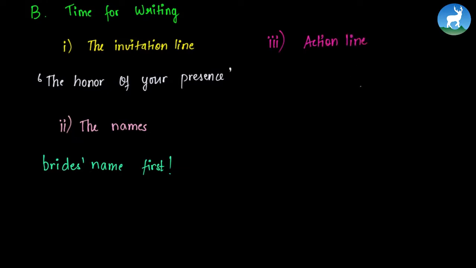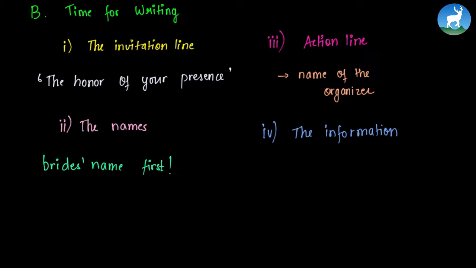Next is the action line. So this is the section for organizers. Basically, it's the name of the parents. Like in our example, we have G.S. Paudel and N. Adhikari in the action line. Basically, this is the name of the organizer. And finally, we have the information. So in the information, you would like to mention the date, location. You can stick with the basic information and the most important ones. So you need to know where and when to come. So in this way, we prepare an invitation.